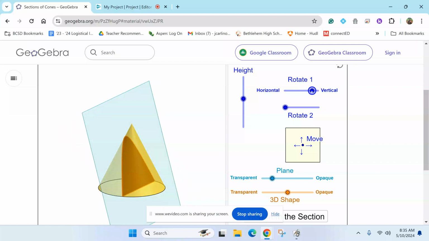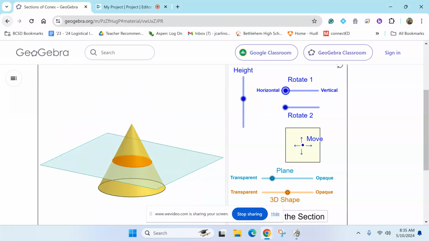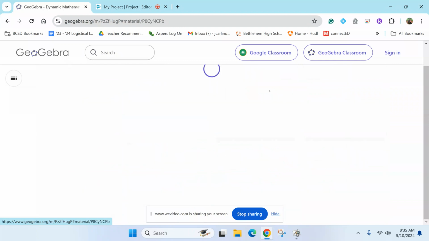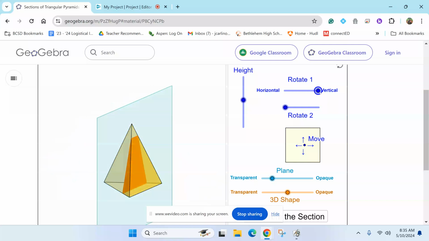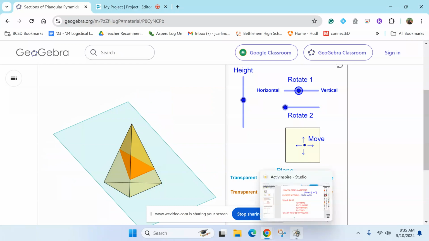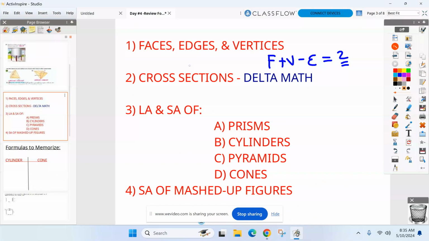If you're doing a Delta Math question and you're not too sure what the answer is, go to GeoGebra, pick the figure. It might be pyramids. Pick the figure, rotate the cross sections, and you'll see what type of cross sections you end up with. So just something to play around with for 5 or 6 minutes so you understand cross sections again. Bookmark it, favorite it, so you can get instant access to it. Examples are up on Delta Math.